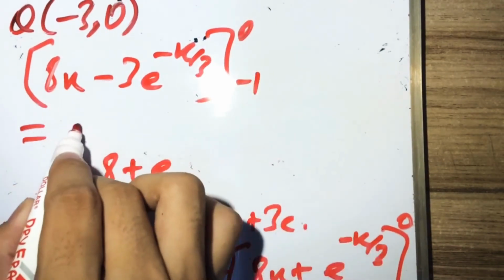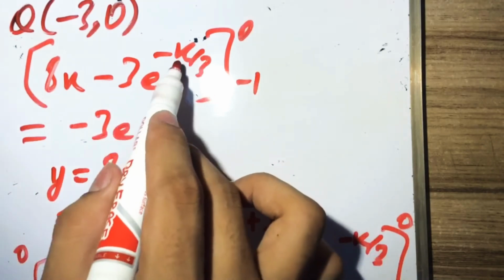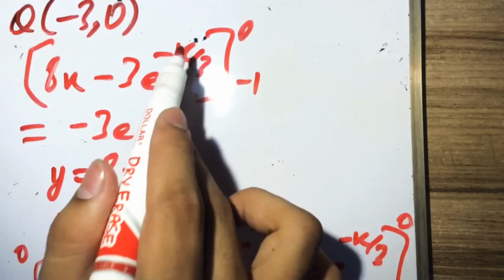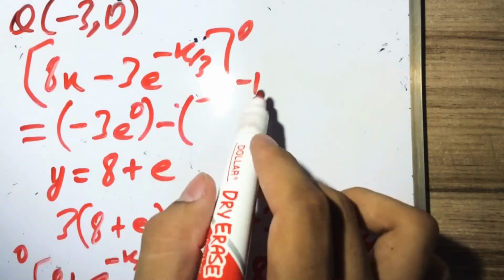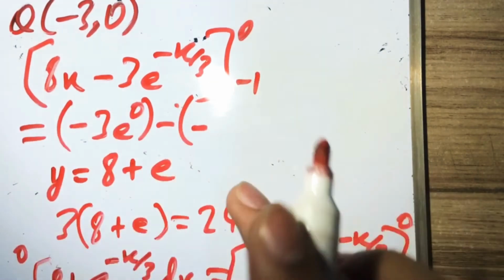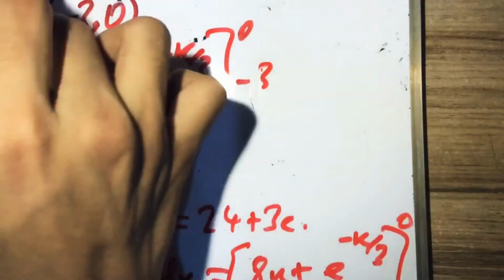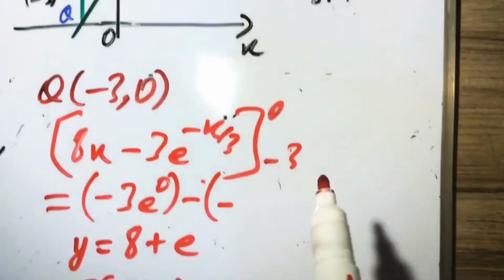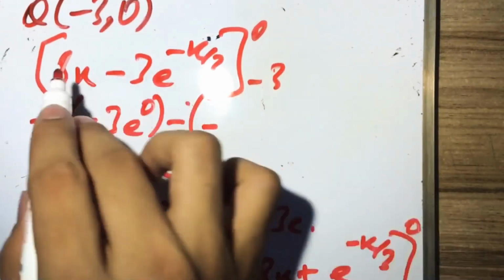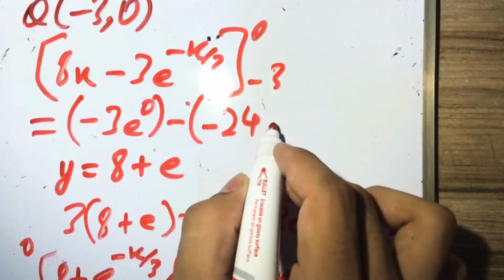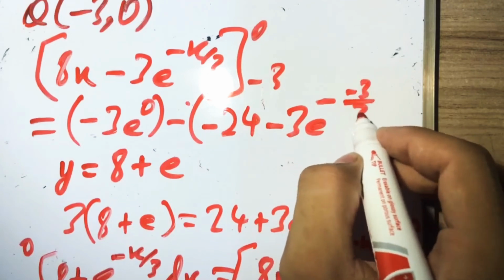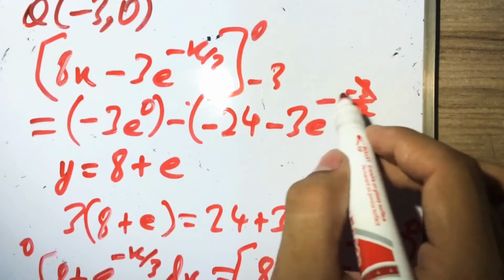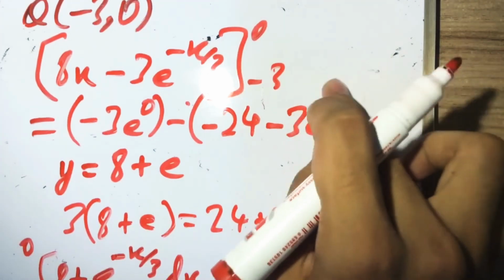So we'll leave that and then we'll do minus 3 e to the power. When 0 is over here, this whole thing becomes 0, so e to the power 0 minus 1 over here becomes minus 3 in fact, because this point is minus 3. So minus 3 into 8 is minus 24 minus 3 e to the power. Now these 3 get cancelled, this whole thing becomes 1.